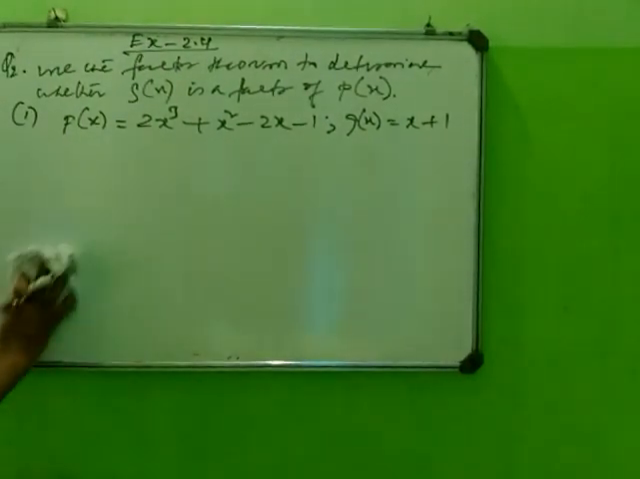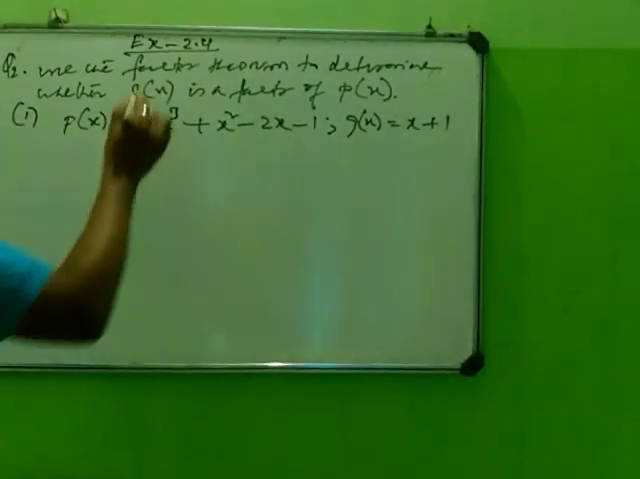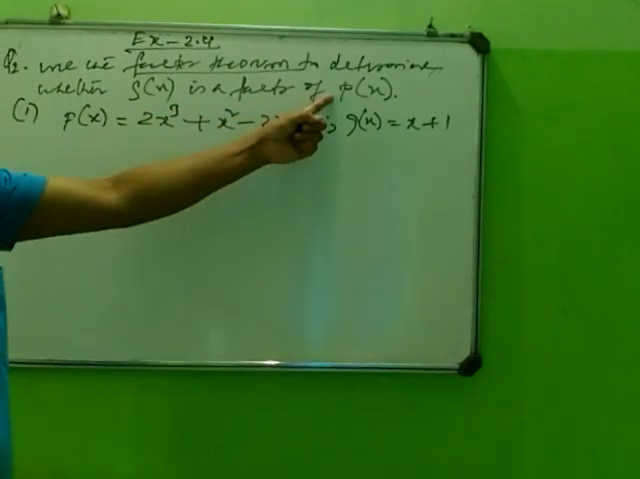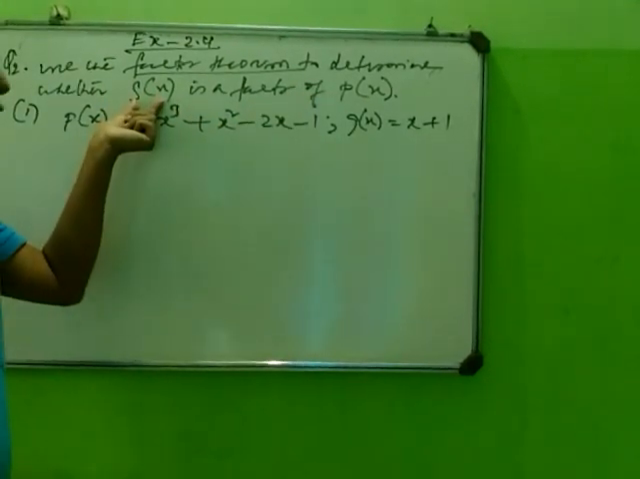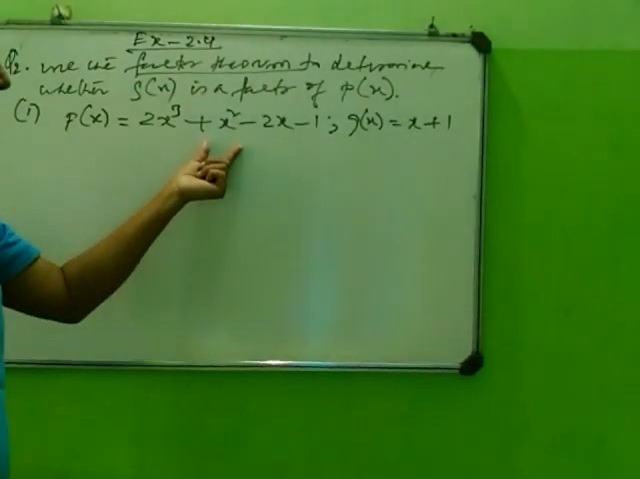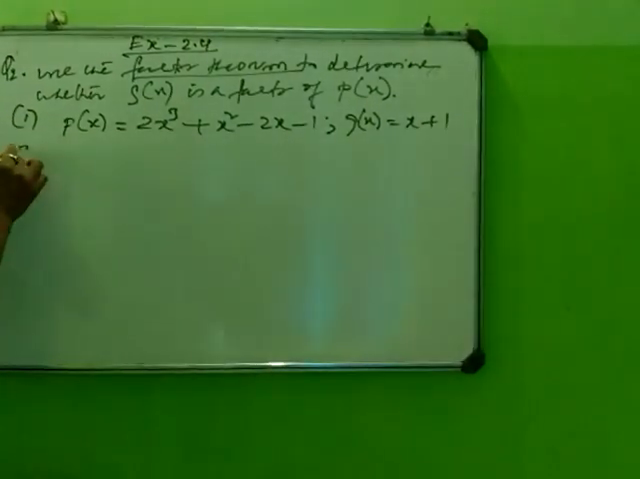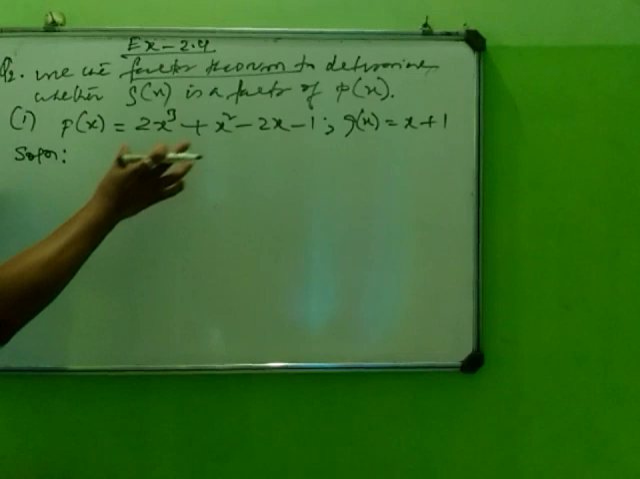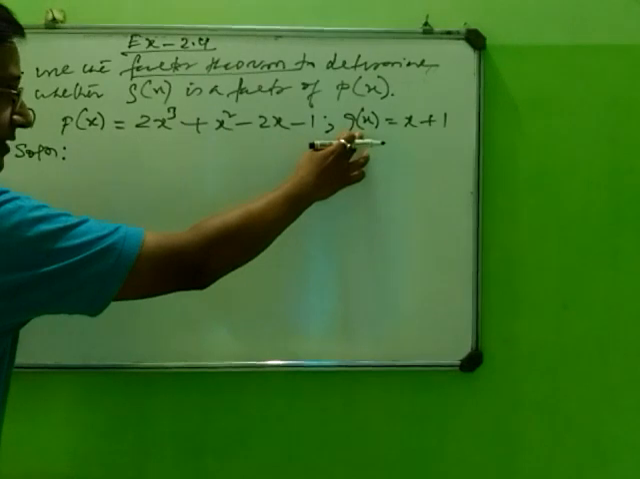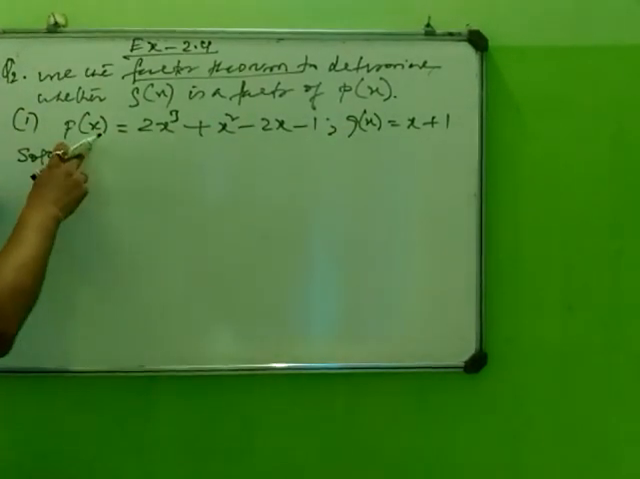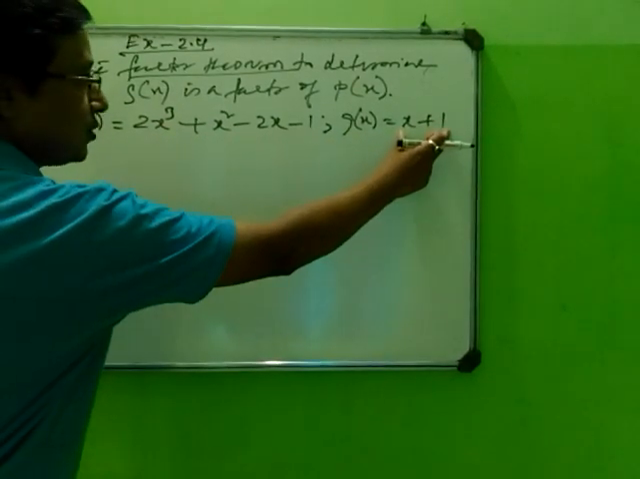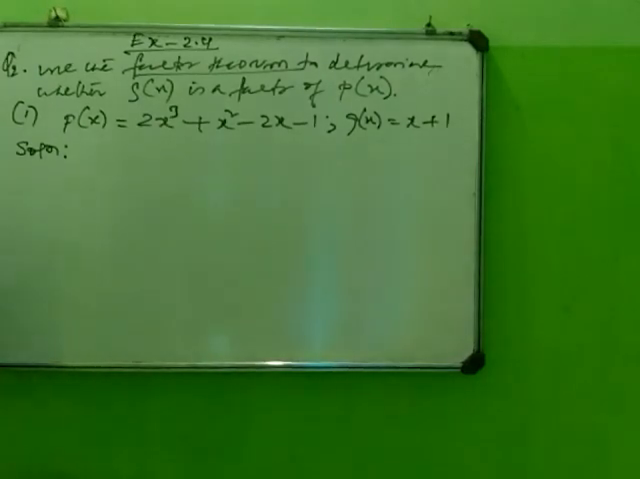So the question is giving very clearly, use the factor theorem to determine whether g of x is a factor of p of x. If g of x is to be the factor of p of x, then you should get the value 0. So let us see the process. Here is the solution. This is the dividend, because they have asked whether g of x is the factor of p of x or not. So this will be the dividend and this will be the divisor. So you have to make the divisor equal to 0.